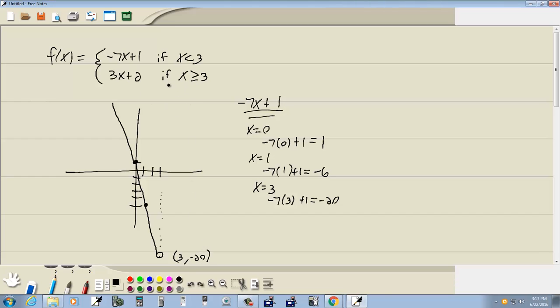Now the other graph, the 3x plus 2. That's when x is greater than or equal to 3. So if I plug in, for example, x is equal to 0, I'm going to have 3 times 0 plus 2, which gives us 2. I don't want to do 0, because it's actually x is greater than or equal to 3. What am I thinking? Okay, let me plug in 3. So I got 3 times 3 plus 2, that gives me 9 plus 2 is 11, so that gives me 3, 11. I don't know where 11 is, but let's say it's right there.